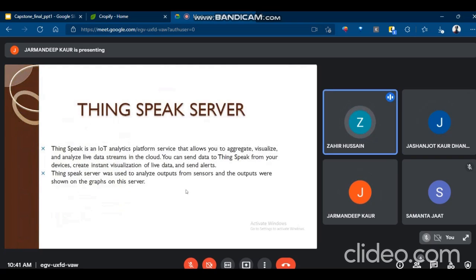Until now, we have achieved our target of successfully aggregating data at our controller, but our next challenge lies in how to process it. Here comes our ThingSpeak server. For this project, we are using the ThingSpeak server to aggregate and visualize our data.